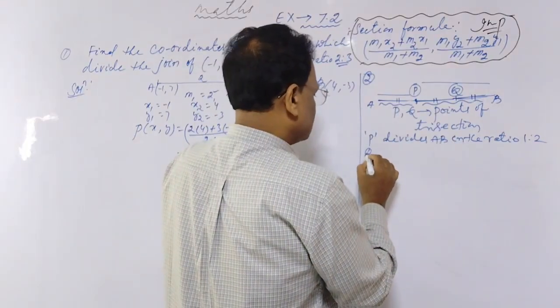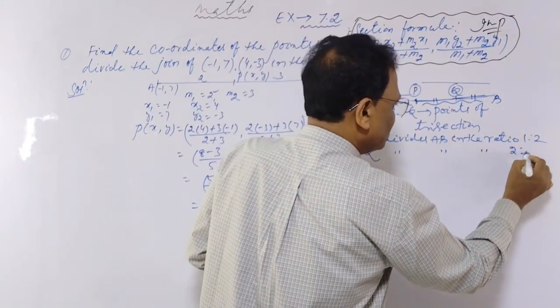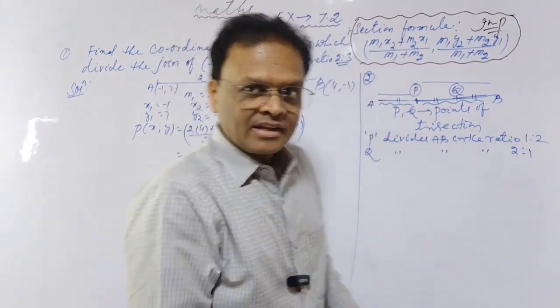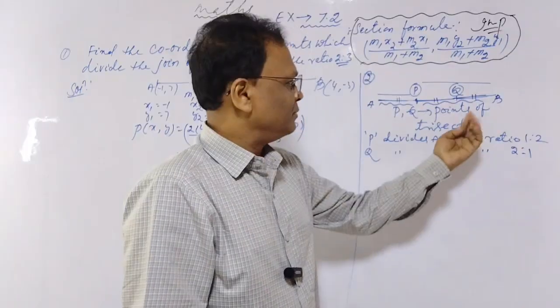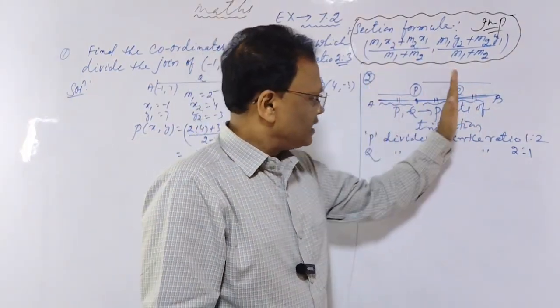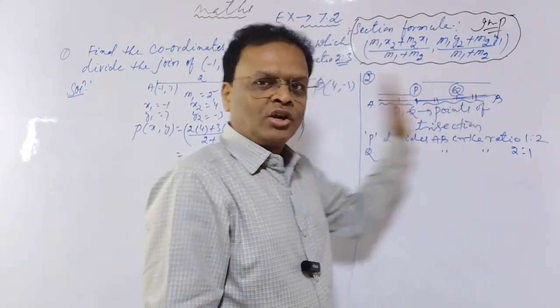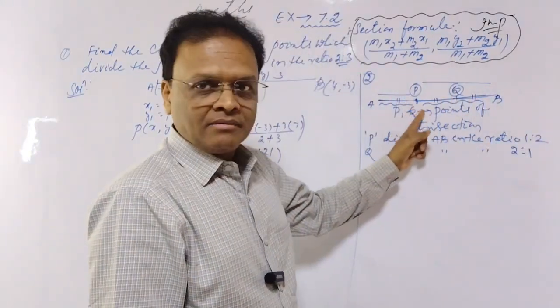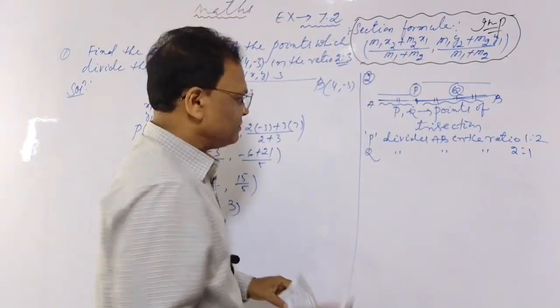Similarly, this Q divides AB in the ratio of 2:1. Similarly, if I take Q, this is the Q. So Q divides AB in the ratio of 2:1, means from here till here it's 2 parts. From here till Q 2 parts, and from here to here only 1 part. So Q divides 2:1, but P divides 1:2. Get it? Now very simple, put the formula, get the answer.